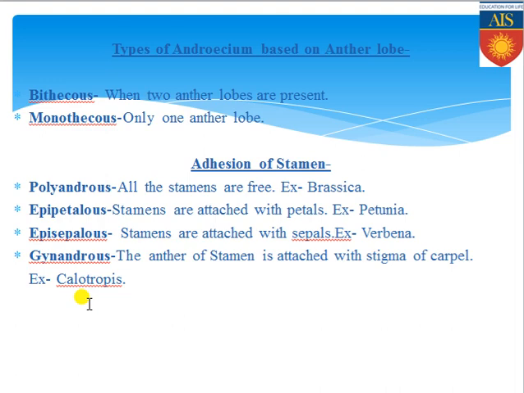They cannot be forming a single group, a single mass. So for that reason, there is no other terminology like gamoandrous, but polyandrous is present. I will be requesting you students, when you are studying these specific types, please keep in mind, these examples you don't need to mug up, because if you mug them up, after a certain time you will forget. So don't try to mug up before the exam only.